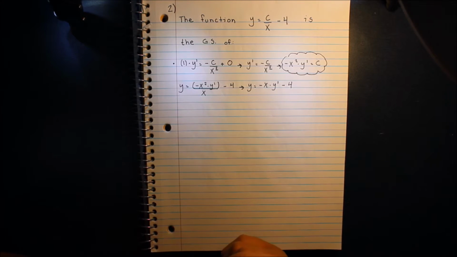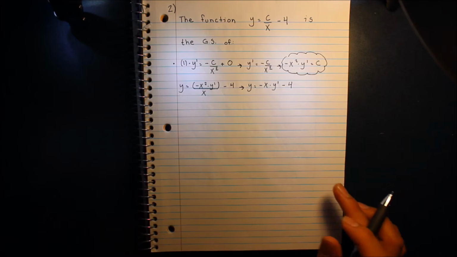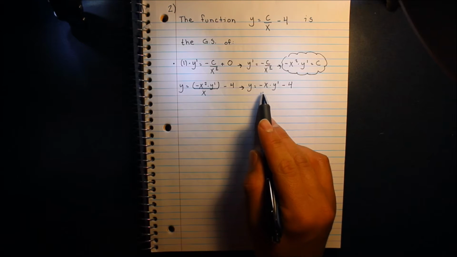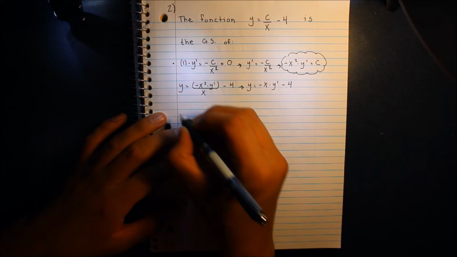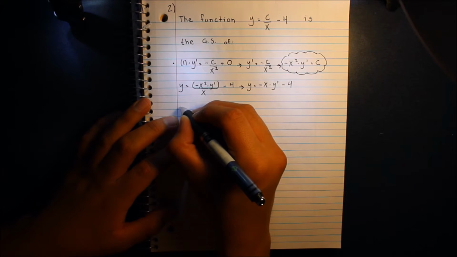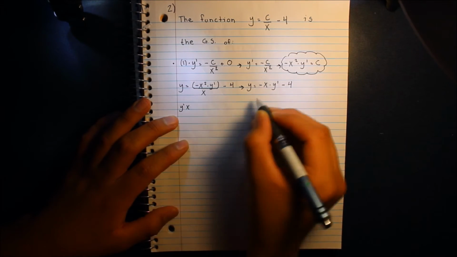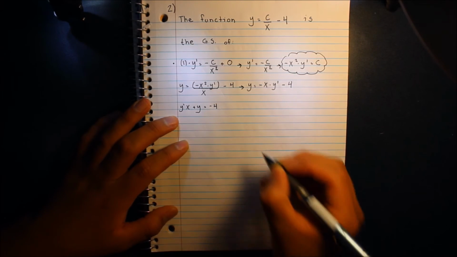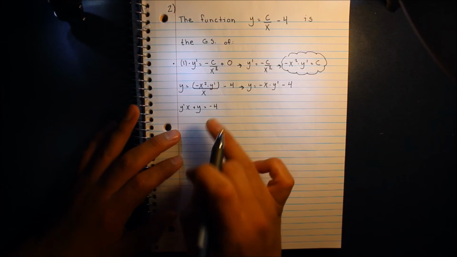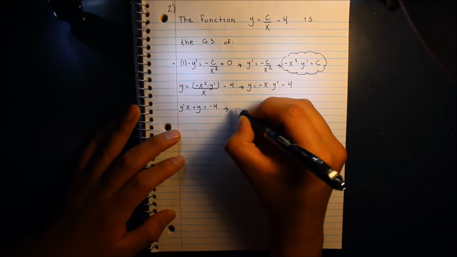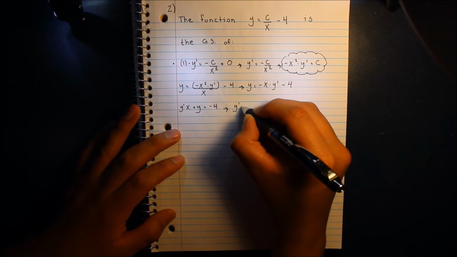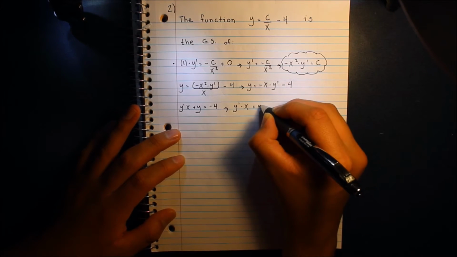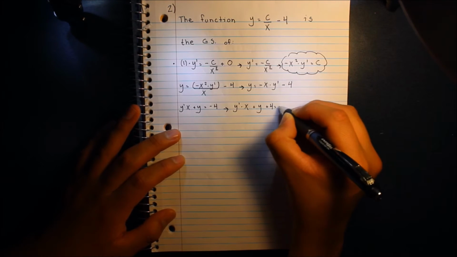Okay, so if you look at our answers, there's going to be pretty much no fractions involved, and everything's going to equal 0. So we can pretty much just add this whole part to the other side. So then we get y prime x plus the y that was on the other side equals negative 4. But we want everything equal to 0, so let's move that 4 over. And then we get y prime times x plus y plus 4 equals 0.